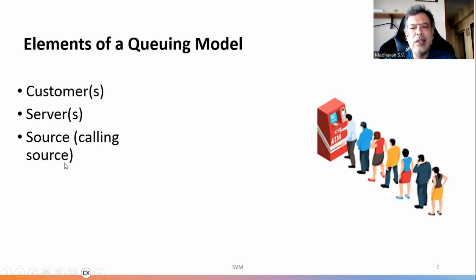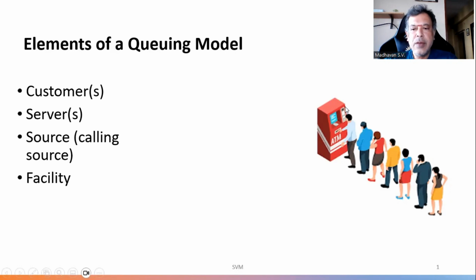Source, that is the calling source, means these customers, from wherever they are coming from, that population's source. I mean, whether that particular population has got a finite number of units or it has got infinite number of units. Generally, if we don't know about the specific population, we consider the size of that particular population as infinite.